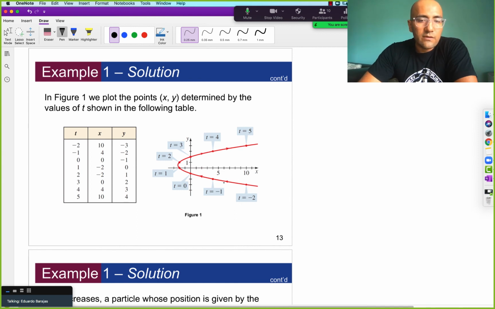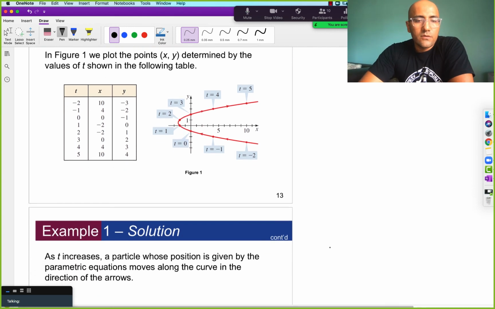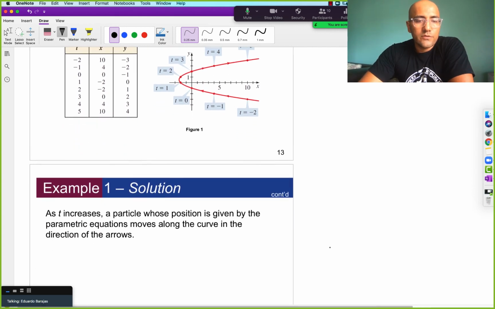And also you see that there ends up being a direction as well. t equals negative 2, t equals negative 1, t equals 0, t equals 1, 2, 3, right? And then all the little decimal values in between. So when we use parametric equations, not only do we get a shape, a curvature, but we also get a direction along that curvature. We get more information. Good? Questions?